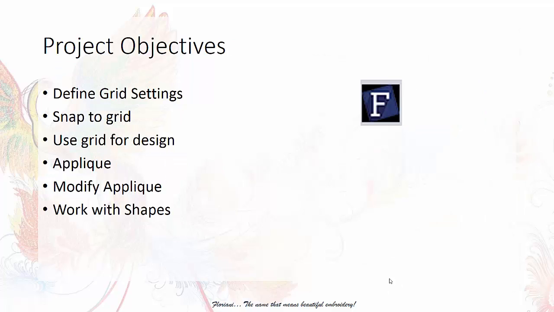The objectives for this month's lesson are actually on the simple side. You will define your grid settings, and we're going to use the grid this month as we create the various components of the project. We are going to utilize the Snap to Grid feature as we create those components. We're going to use the grid in the background for the design. So this is a heavy focus on using our grid as a tool in the design process.